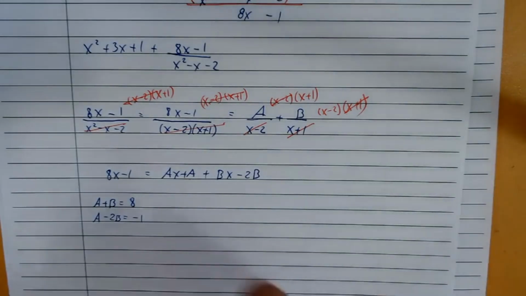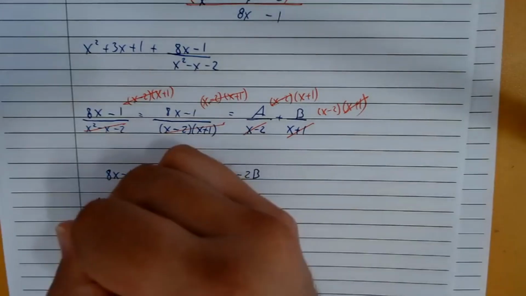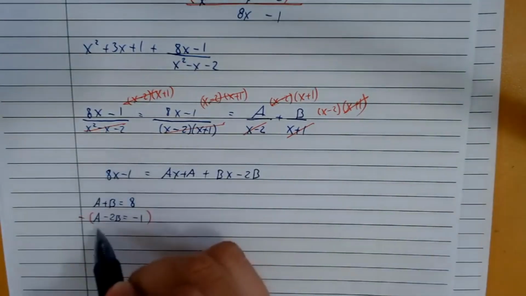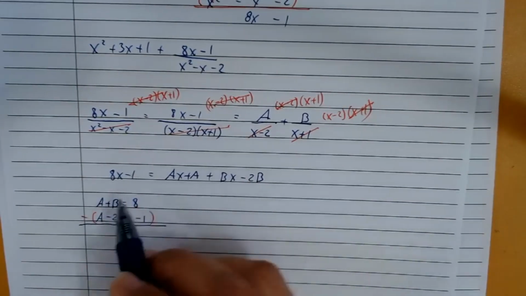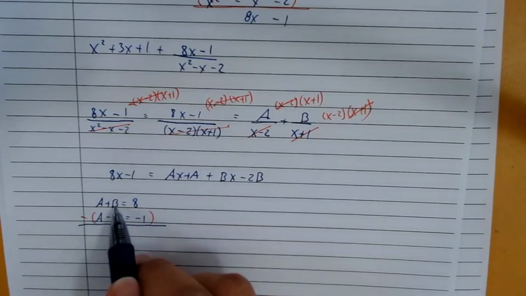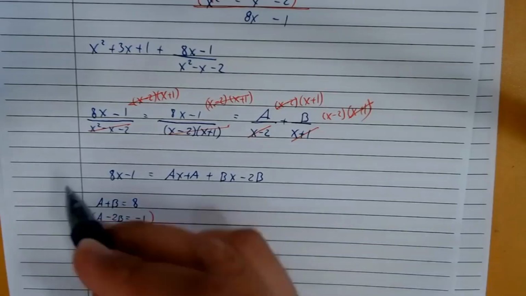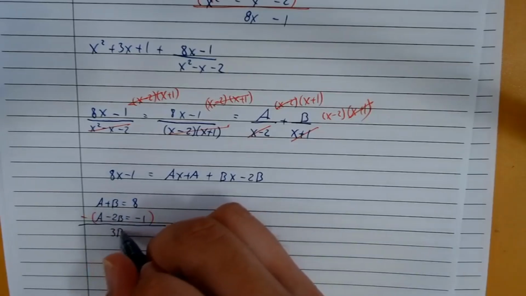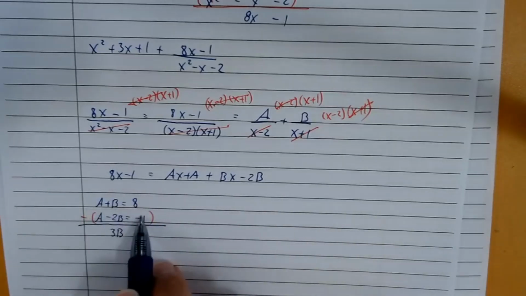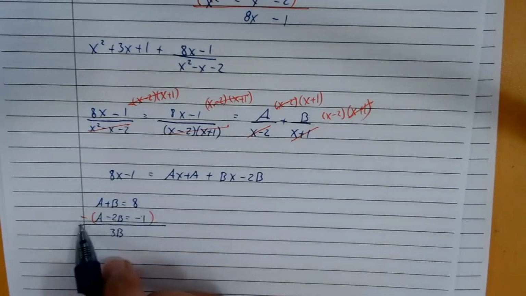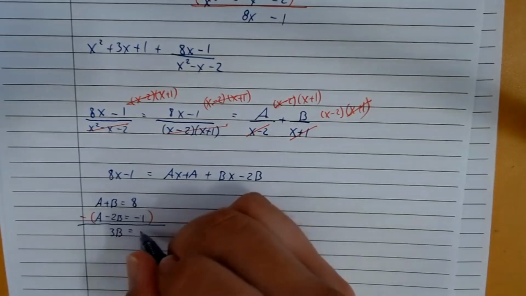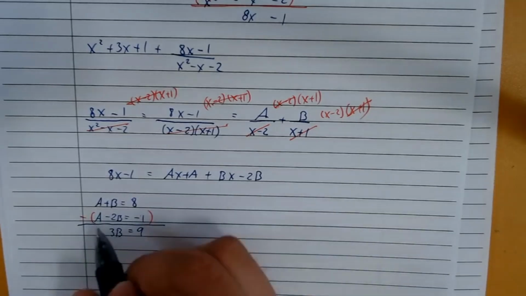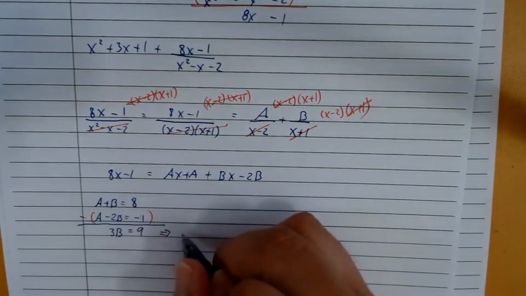If I take this top line and subtract away the bottom line, I get A minus A is 0. Double negative makes that a plus. So B plus 2B, that'll give me 3B. And again, that's a plus, double negative. 8 plus 1 is 9. And now I divide both sides by 3, which gives me B is equal to 3.